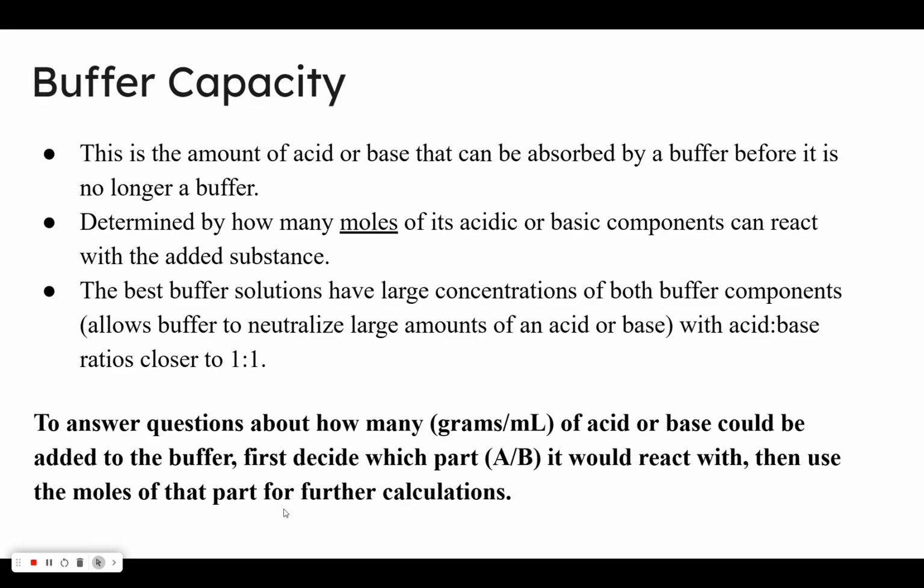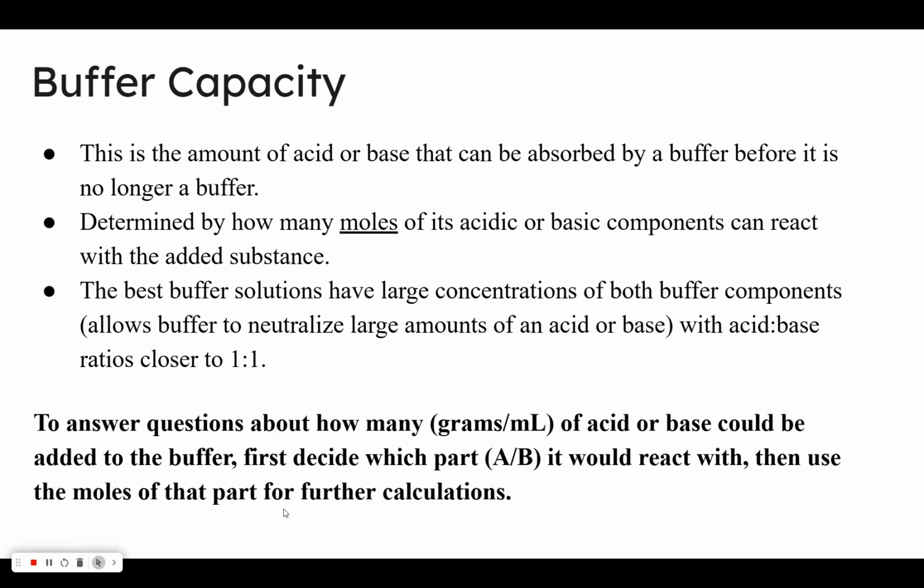Buffer capacity is the amount of acid or base that can be absorbed or neutralized by a buffer before it's no longer a buffer. So before either the acid or base component gets used up in the buffer. And this is completely determined by how much, meaning the moles, of the acidic and basic components are in that buffer solution. So we're going to talk about this more later when we're talking about how to make a buffer.